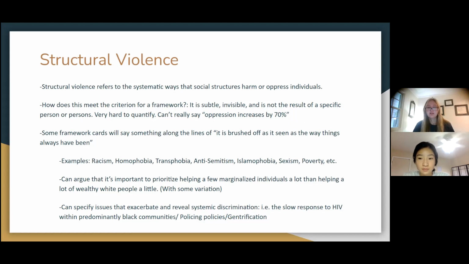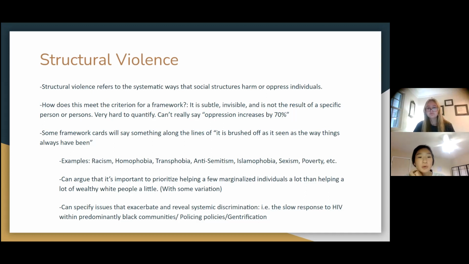So for the argument for structural violence, you could say it's important to prioritize marginalized individuals a lot instead of helping a lot of wealthy white people a little. There's a lot of variation to it, but basically their marginalized people need to be prioritized because the severity of their impacts is a lot worse, even if they're a smaller group of individuals. And you can give specific issues that would exacerbate or reveal systematic discrimination, like the slow responses to HIV within predominantly Black communities, or policing policies or gentrification. Any impacts that affect a specific group of people that is marginalized would fall under a structural violence impact and under the framework.